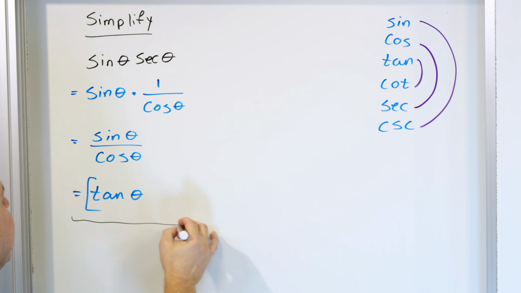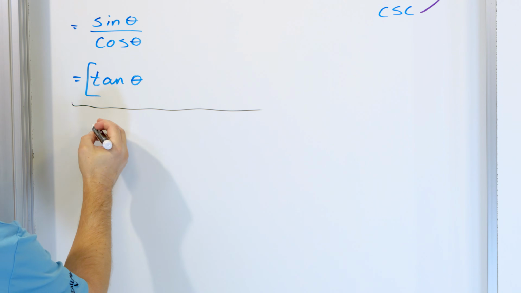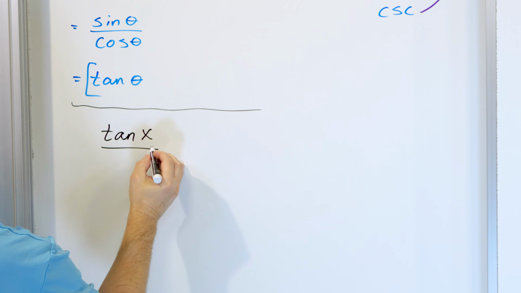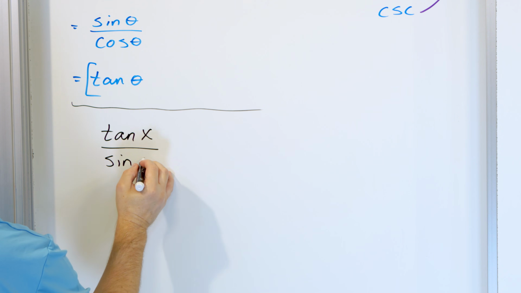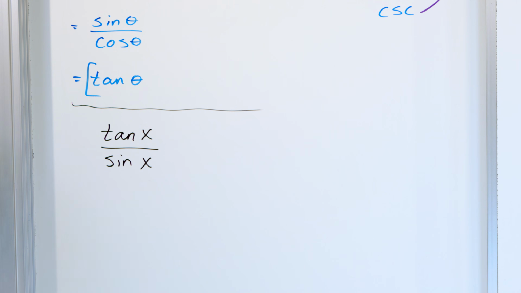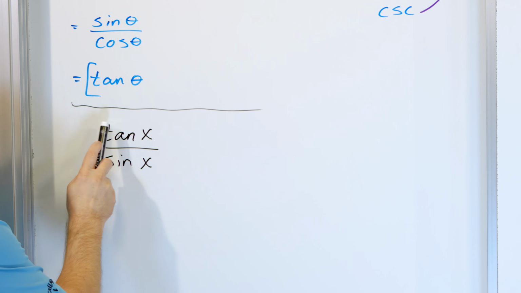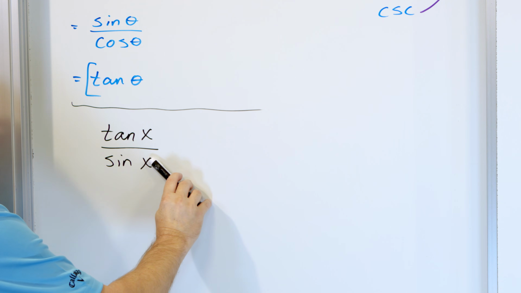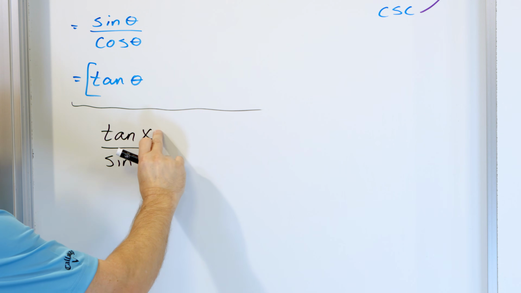So I'll just go right under here and we'll take a look at problem number 2. We want to simplify the following: tangent of x divided by sine of x. Now, before we actually do anything with this, notice that here tangent is operating on something I'm calling x, and sine is operating on something I'm calling x. X is an angle in degrees or in radians.